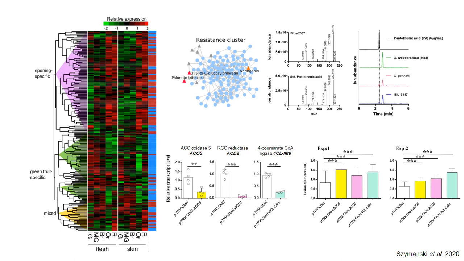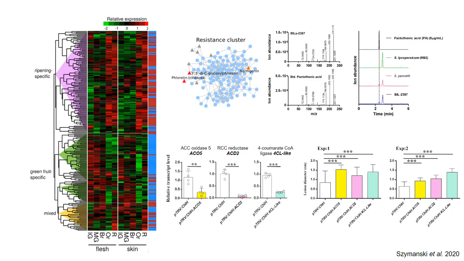And naringenin is known to have potential as an antioxidant. So we thought that maybe its action is related to the scavenging of ROS.